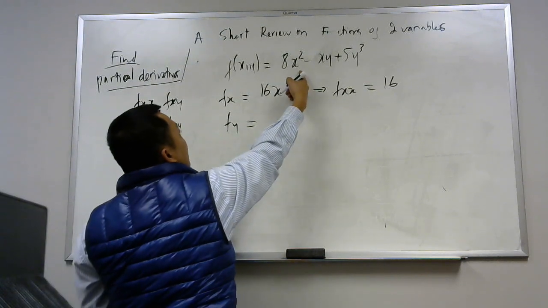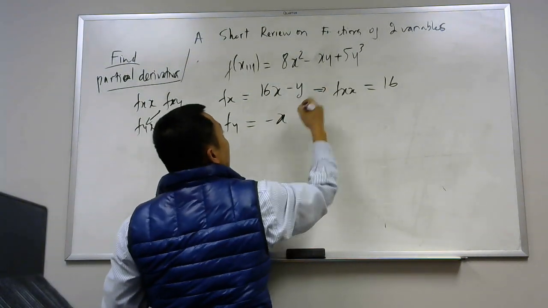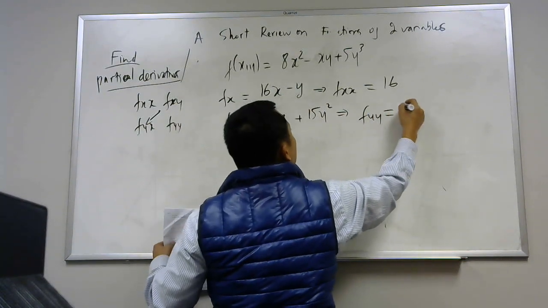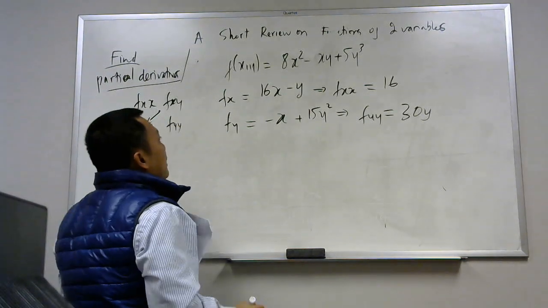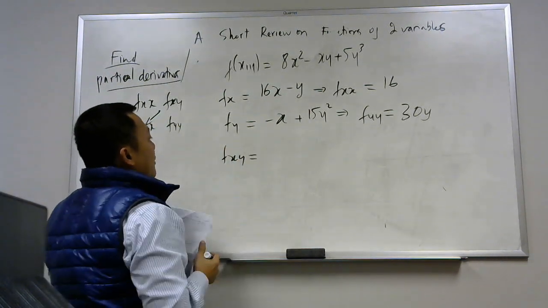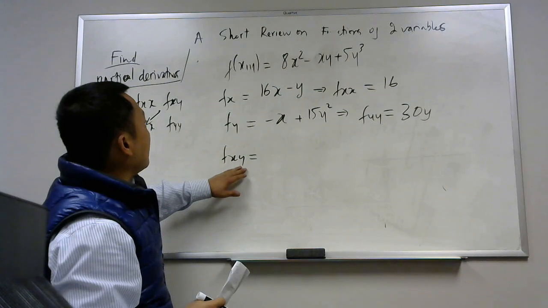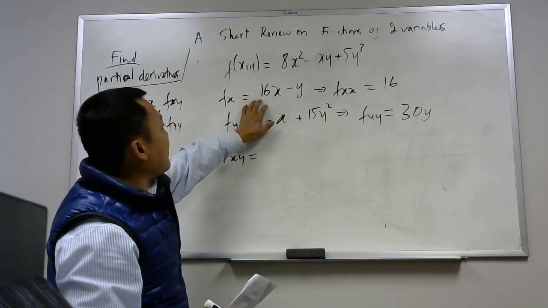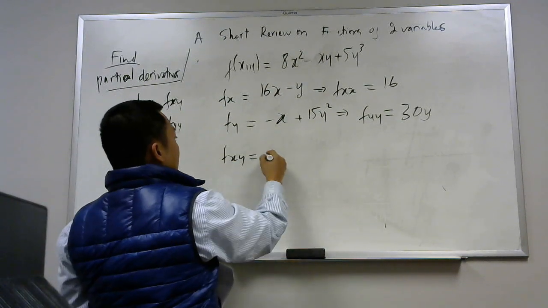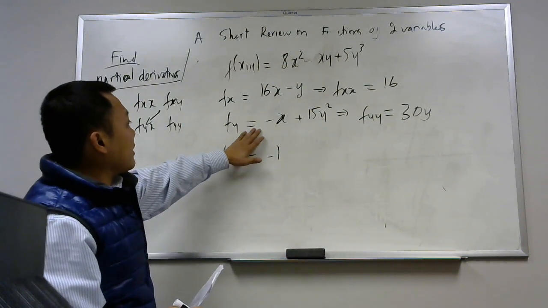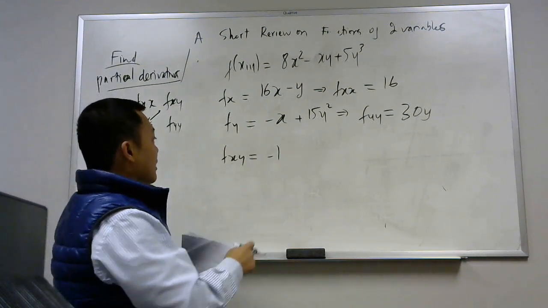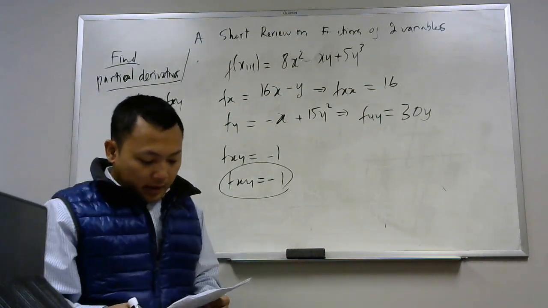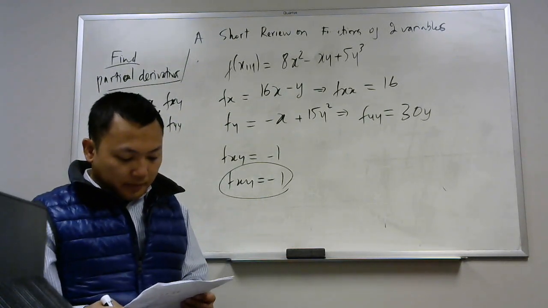Fy is 0, this is negative x, and here I have 15y squared, right? And I have fyy is 30y, and then fxy. So how to take fxy? I can take this and differentiate this function with respect to y. So I get negative 1. Or you can take this and differentiate with respect to x. You also get negative 1. You see? Now that is all for the sixth question.